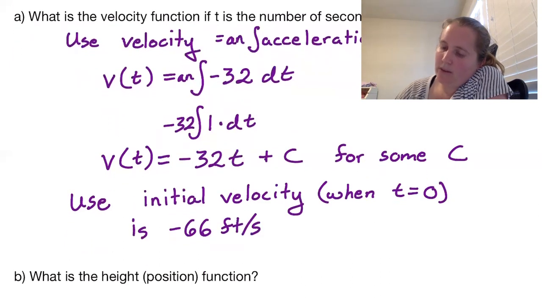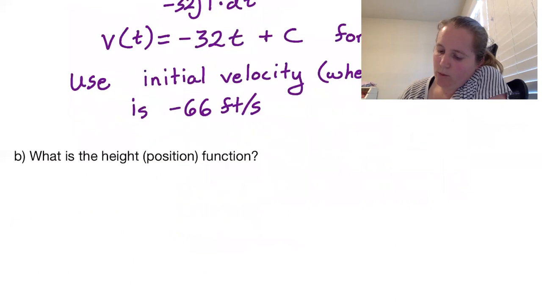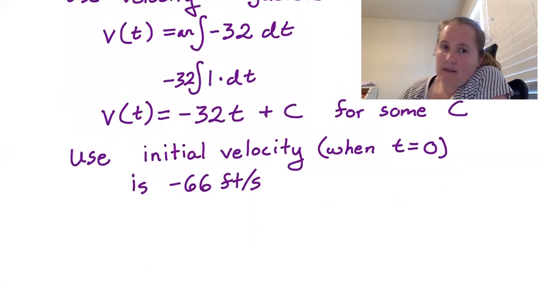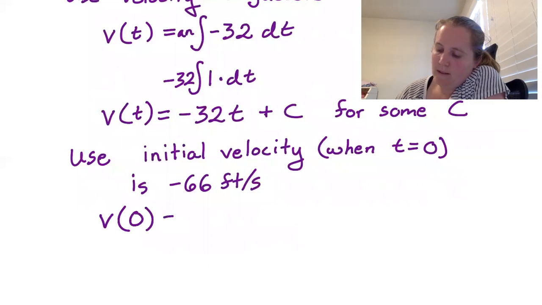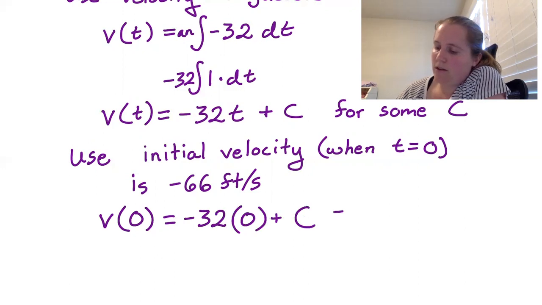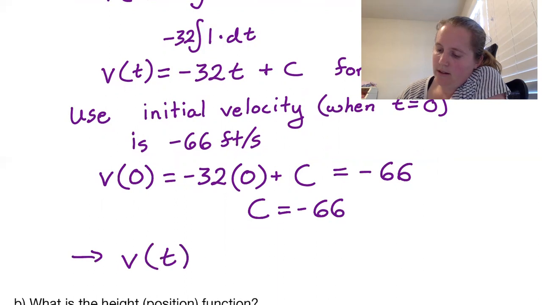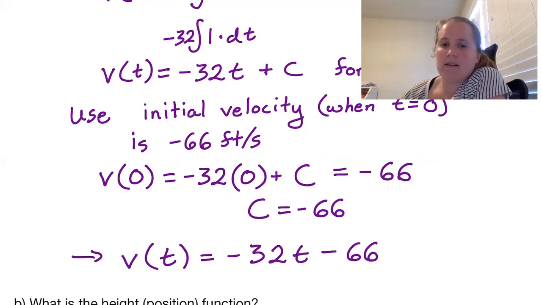And so what we're looking at then is that if we plug in t equals 0, we have v of 0 is equal to negative 32 times 0 plus c, and this should also be equal to negative 66. And so we get c equals negative 66, and therefore, plugging back in, v of t is negative 32t minus 66.